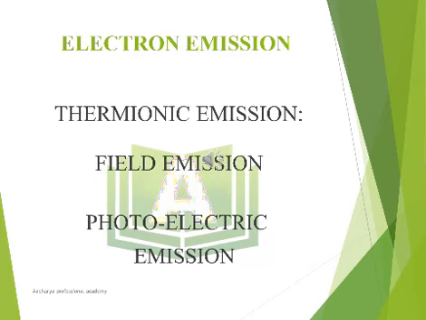The third process is photoelectric emission. What do you mean by photoelectric emission? Here, the electrons are ejected when light falls on the metal. When light falls on the metal, the electrons are ejected. This process is said to be photoelectric emission. In this chapter, we will mainly focus on photoelectric emission.